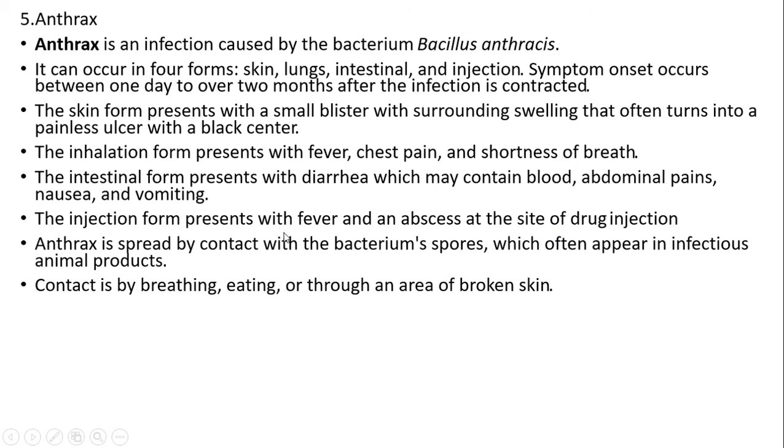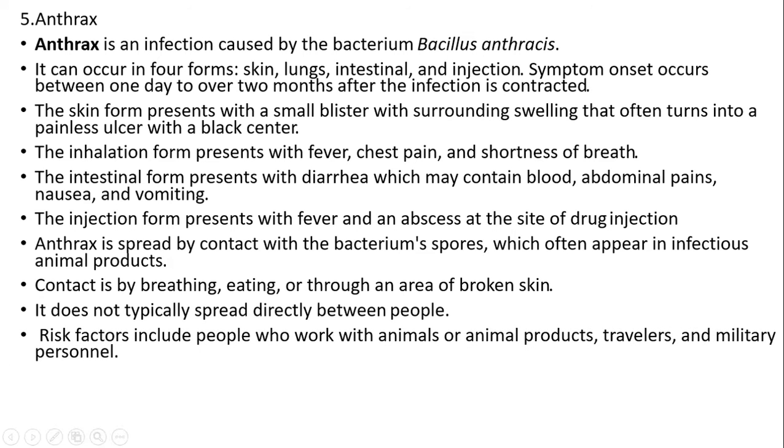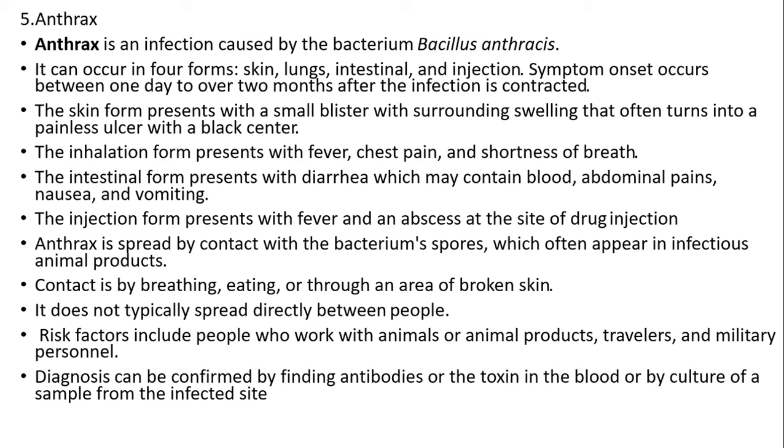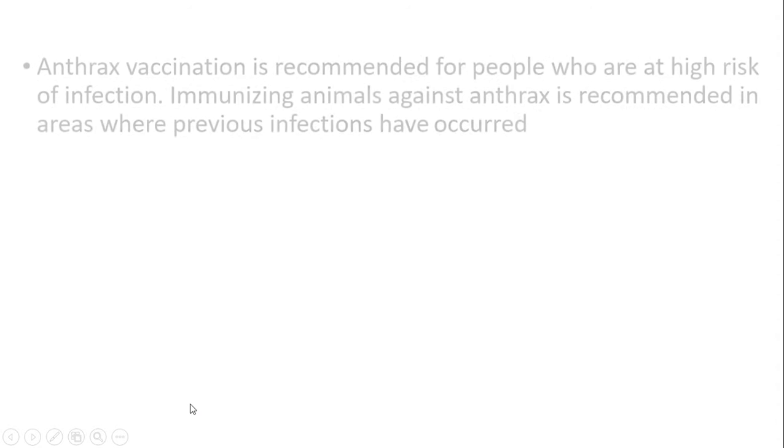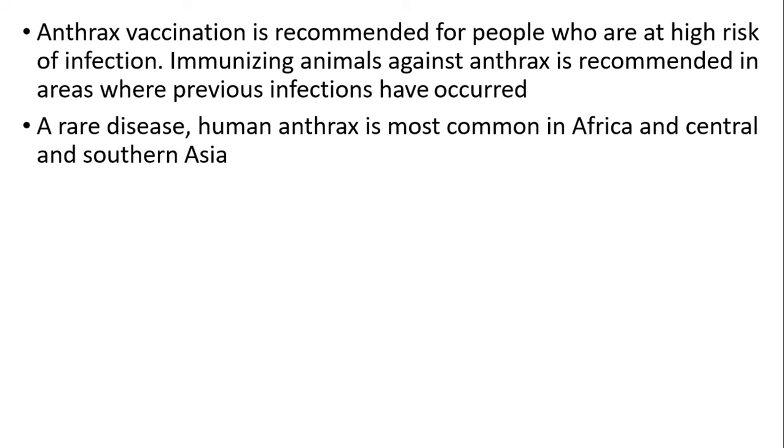Anthrax is spread by contact with bacterial spores, which often appear in infectious animal products. Contact is by breathing, eating, or through areas of broken skin. It does not typically spread directly between people. Risk factors include people who work with animals or animal products, travelers, and military personnel. Diagnosis can be confirmed by finding antibodies or toxin in the blood or culture of a sample from the infected site. Anthrax vaccination is recommended for people at high risk of infection. Immunizing animals against anthrax is recommended in areas where previous infections have occurred. A rare disease, human anthrax is most common in Africa and central and southern Asia.